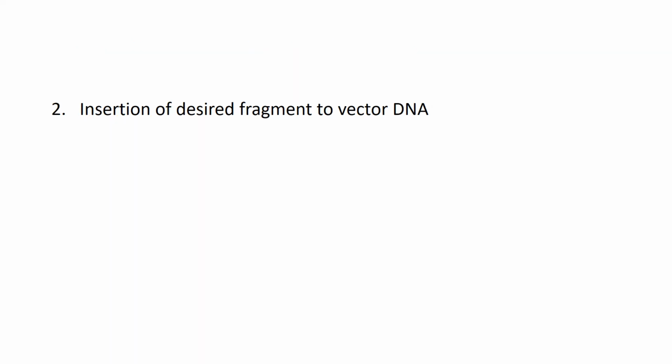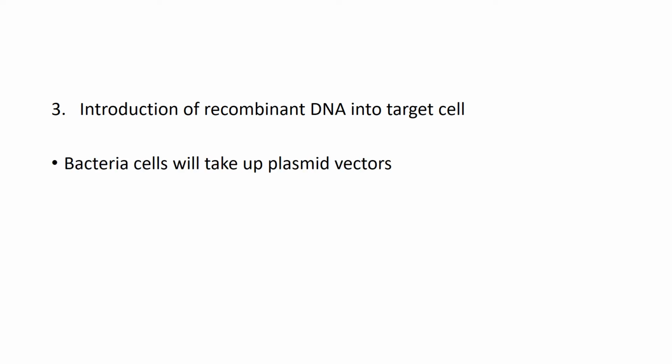The second step is to insert our gene fragment into the plasmid vector. And we can do this using DNA ligase enzymes, and that creates a recombinant DNA molecule. So the method of introducing the recombinant DNA can depend on the target cell. For example, bacteria cells will take up plasmid vectors.